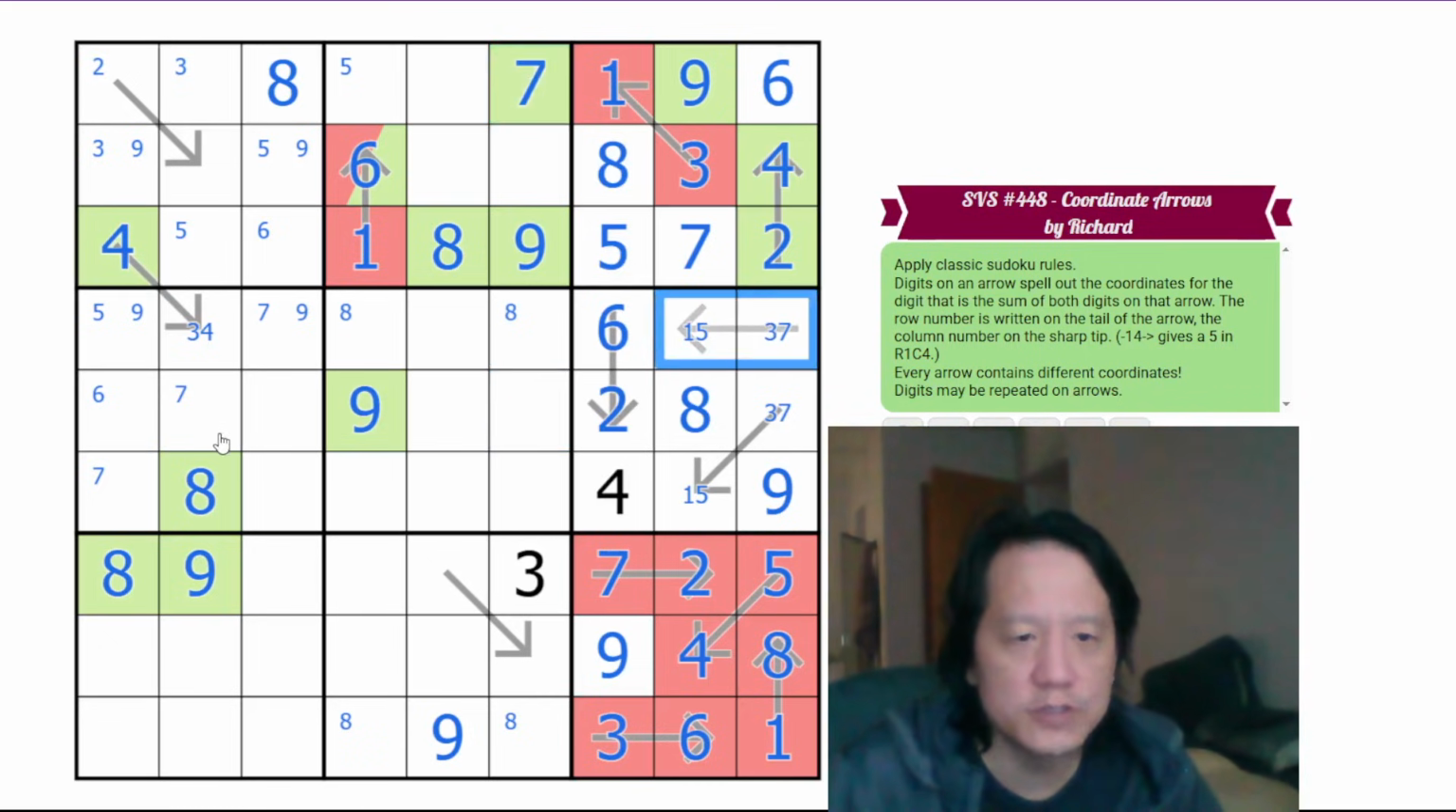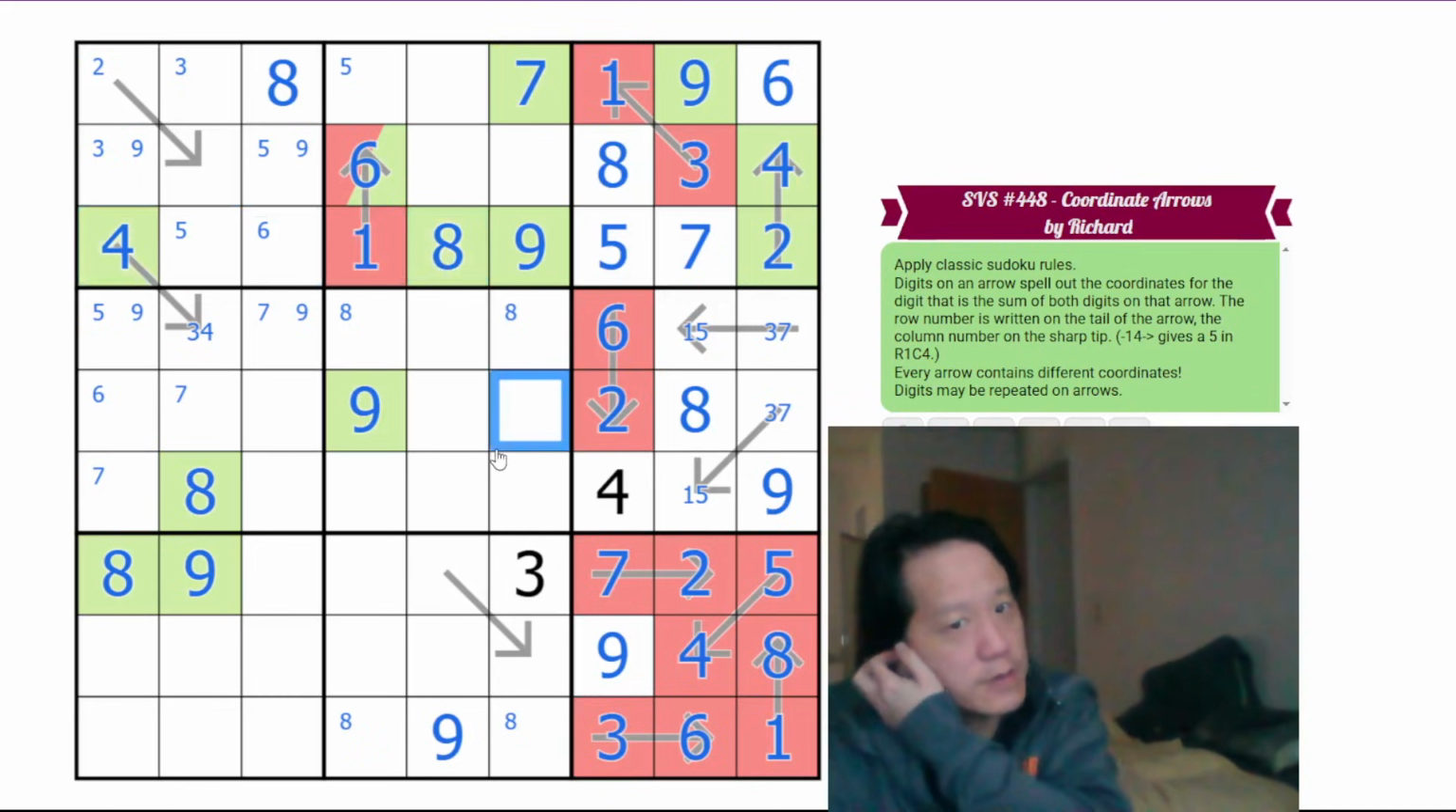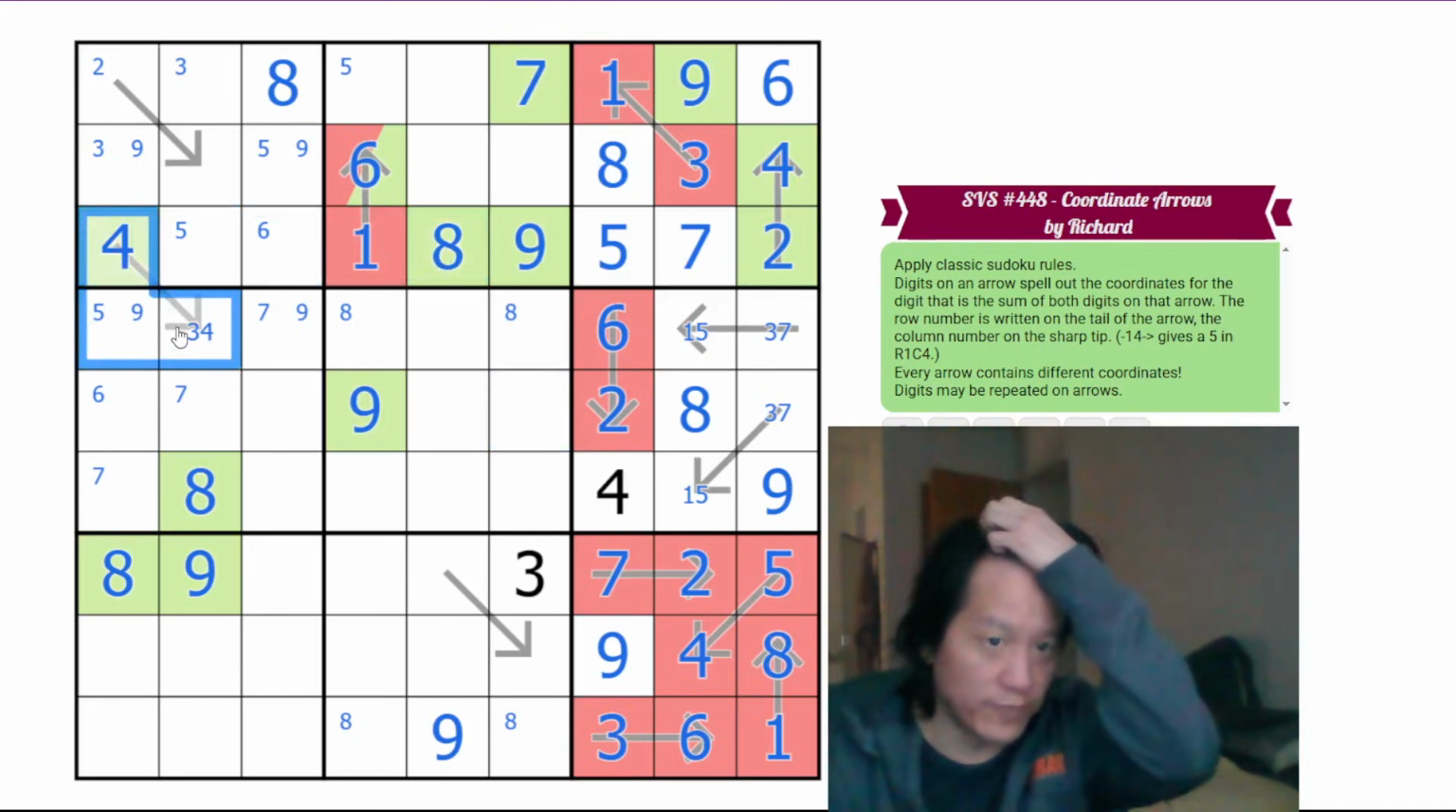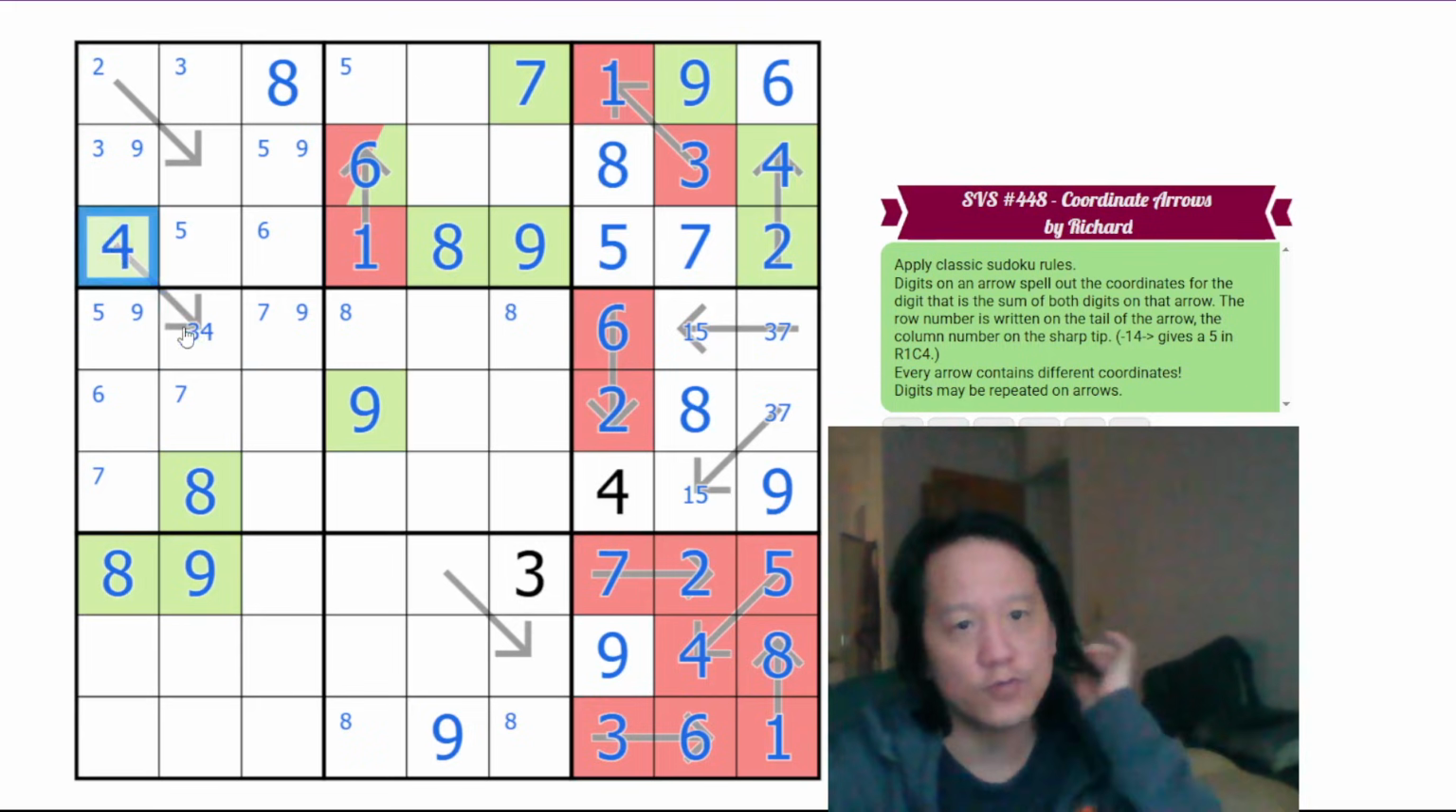7 and 1 points to an 8. 6 and 2, row 6, column 2, points to an 8. And then 3 and 5 point to an 8. Okay. So this could still be 4 and 4, or 4 and 3.